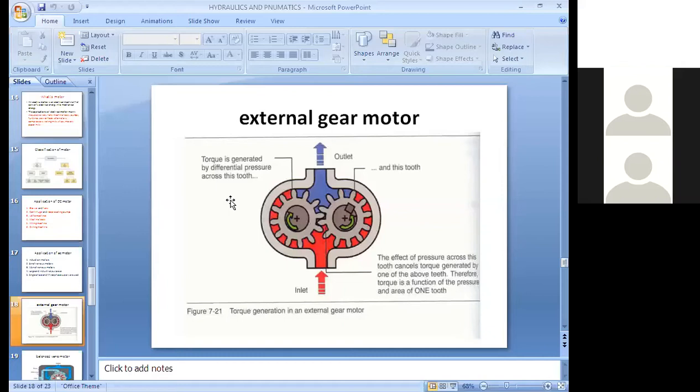Now come to the topic. Here, instead of the external gear motor, if you start discussing the external gear pump, what will happen? Two gears are there. One is a driven gear and one is a driver gear.